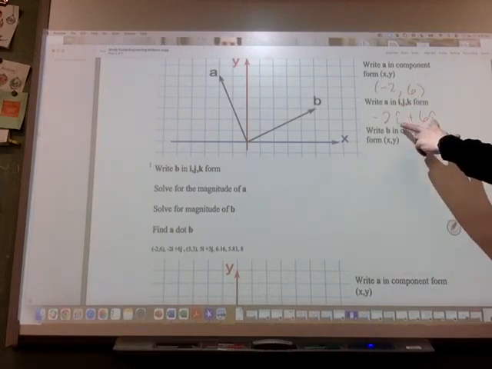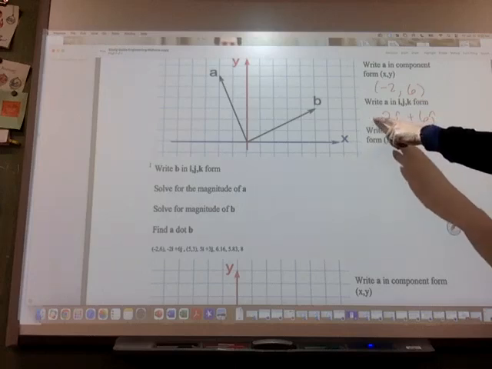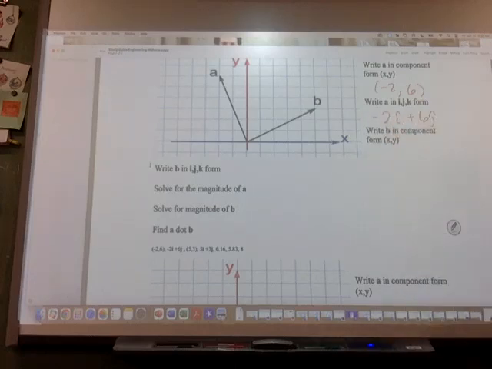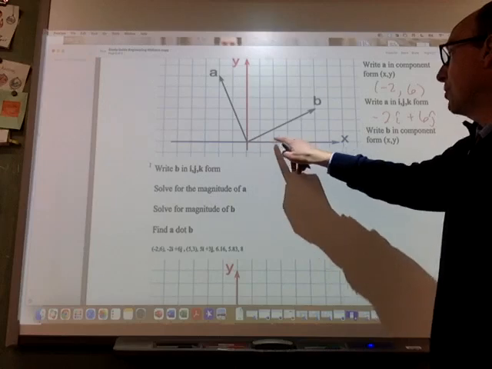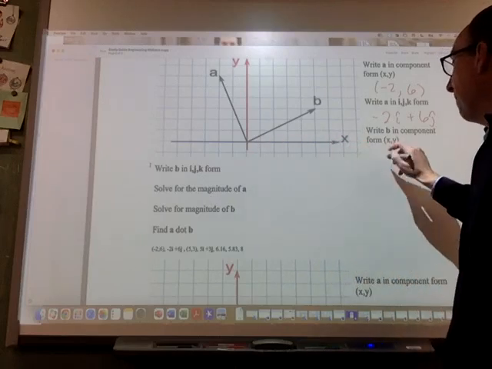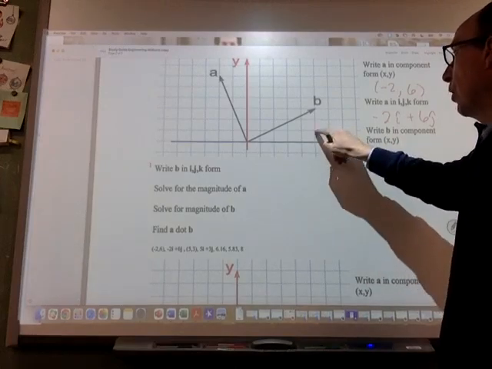Because these are unit vectors in the positive x direction, the positive y direction, so making it negative makes it go in the negative x. For B, I'm going to count over 1, 2, 3, 4, 5, comma 1, 2, 3.